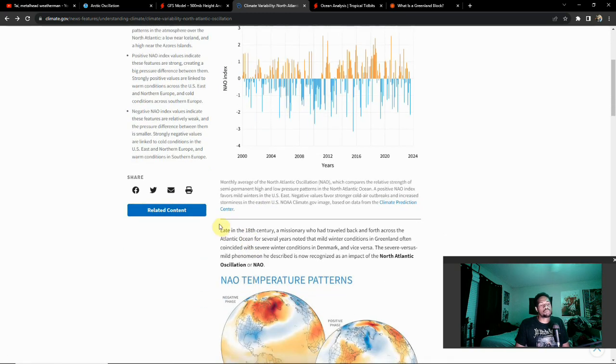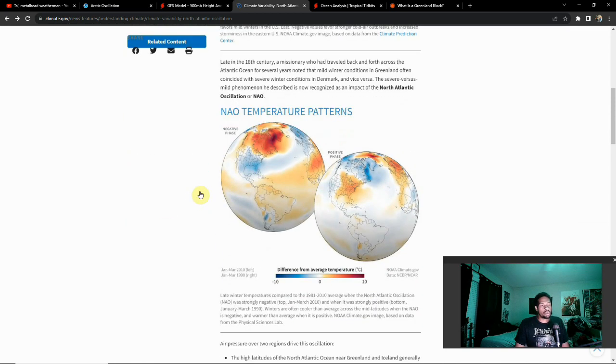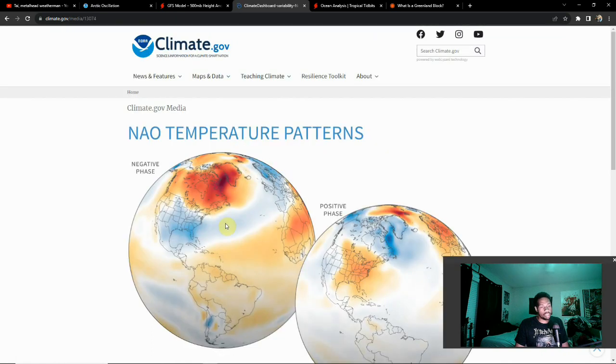And here's a little history lesson for you. So late in the 18th century, a missionary reported that mild weather conditions in Greenland often coincided with severe weather conditions in Denmark. So the severe versus mild phenomenon eventually came to be known as the NAO. So here's a look at the phases with the NAO. It's pretty much similar to the AO, Arctic Oscillation.